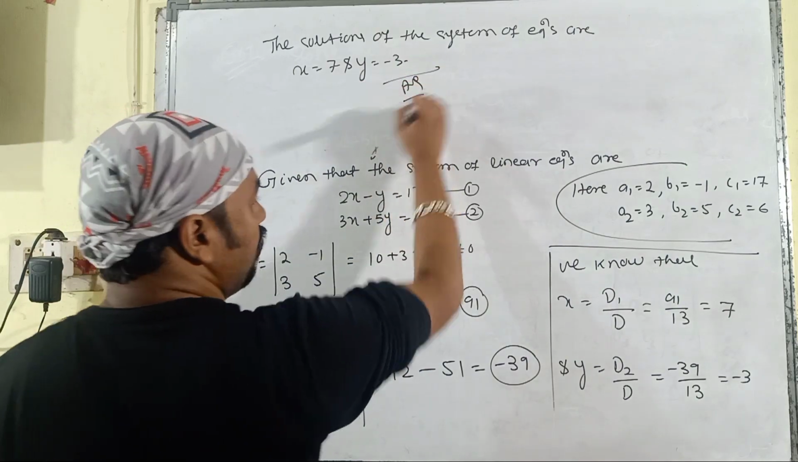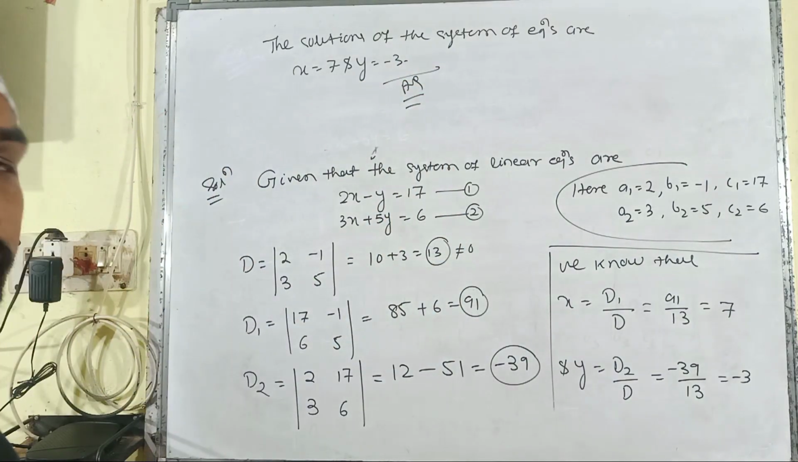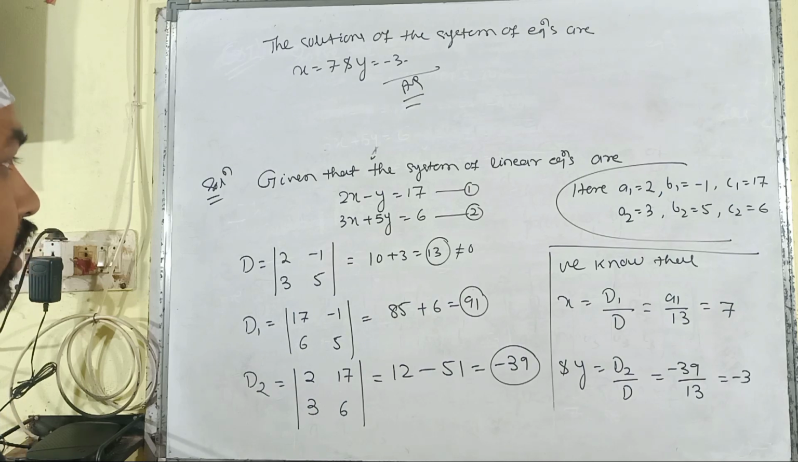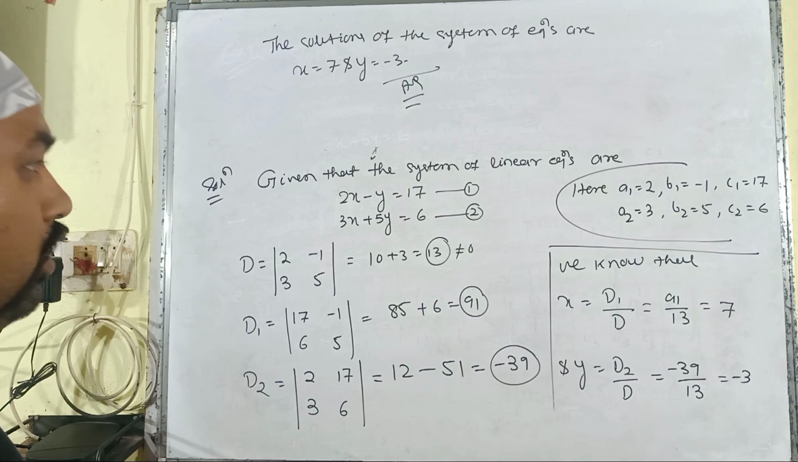And this will be the answer for the given problem number 1, which is based upon the Cramer's rule of two variables. Now it is the time to solve another problem which is in terms of three variables, but again from the Cramer's rule.